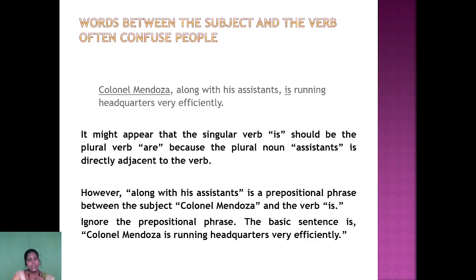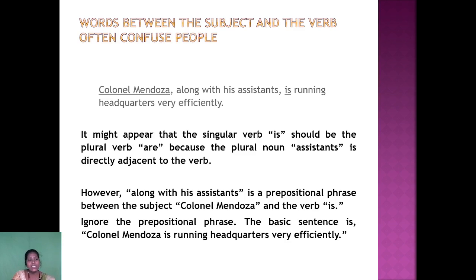For example, Colonel along with his assistants is running headquarters very efficiently. It might appear that the singular verb is should be the plural verb are, because the plural noun assistants is directly adjacent to the verb. However, along with his assistants is a prepositional phrase between the subject colonel and the verb is. Ignore the prepositional phrase. The basic sentence is: Colonel is running headquarters very efficiently.